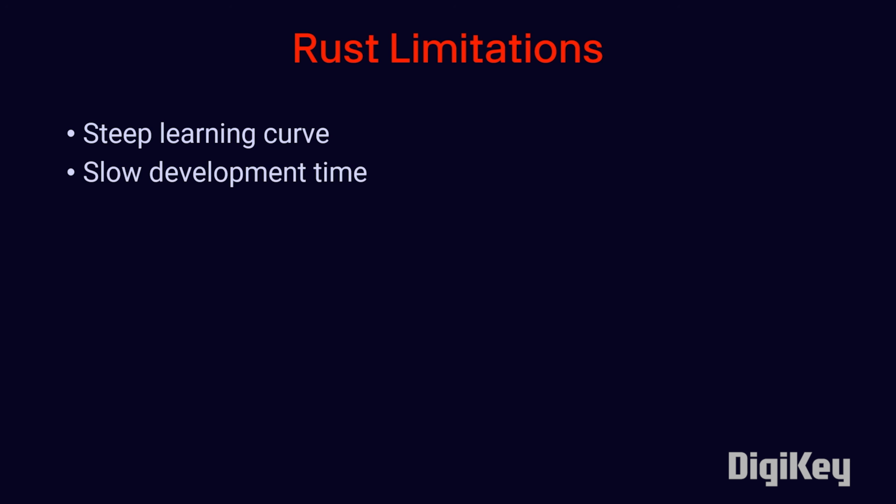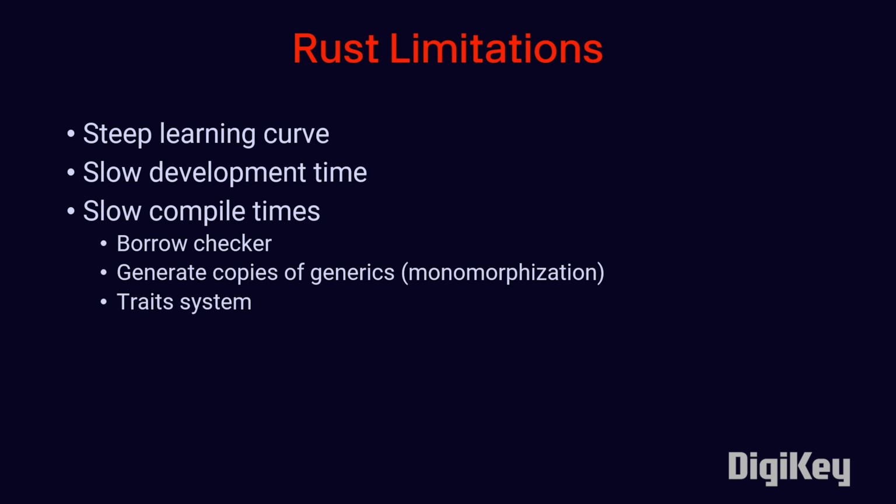Rust also has notably longer compile times than other languages due to the borrow checker doing extra work, having to generate copies of generic code known as monomorphization, and dealing with traits, which is something we'll look at later.